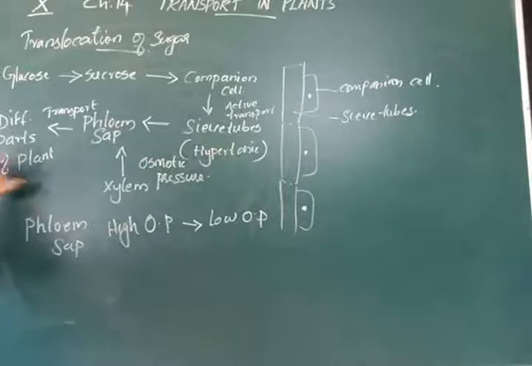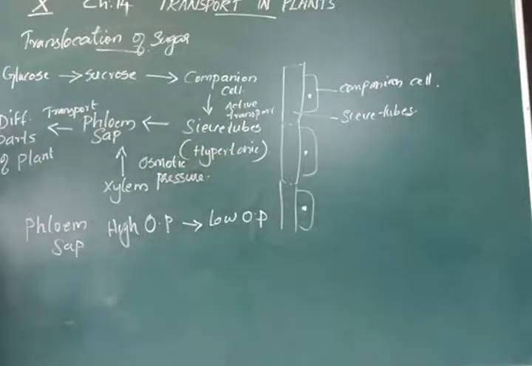Then what happens? This sugar will be released into the cell where it is required. As a result, this hypertonic condition will be eliminated. As a result, again the water moves into the xylem cells. So again there occurs a low osmotic condition. Okay, so this is what happens in the translocation of sugar.